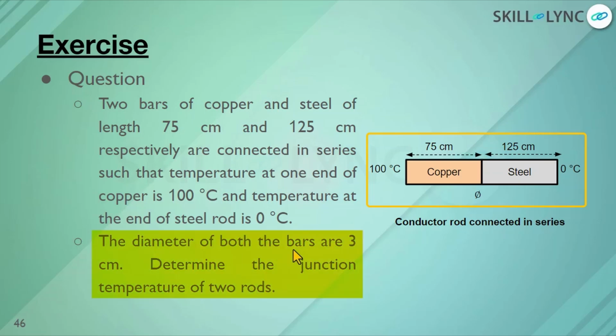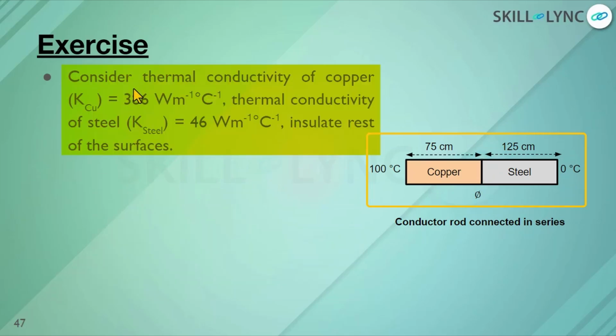The diameter of both the bars is 3 centimeter. Determine the junction temperature of the two rods. So, the other information provided in the question is that the diameter of the rods is 3 centimeter, and we have to find out the junction temperature between the two rods. Consider the thermal conductivity of copper to be 386 watt per meter per degree Celsius. Also, consider the thermal conductivity of steel to be 46 watt per meter per degree Celsius.